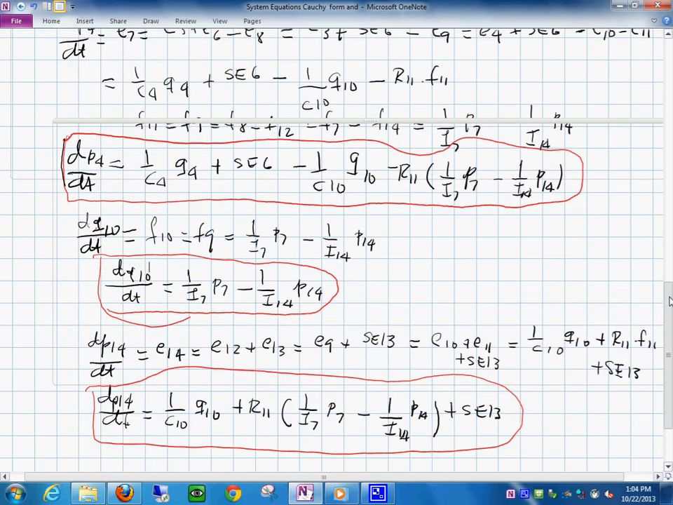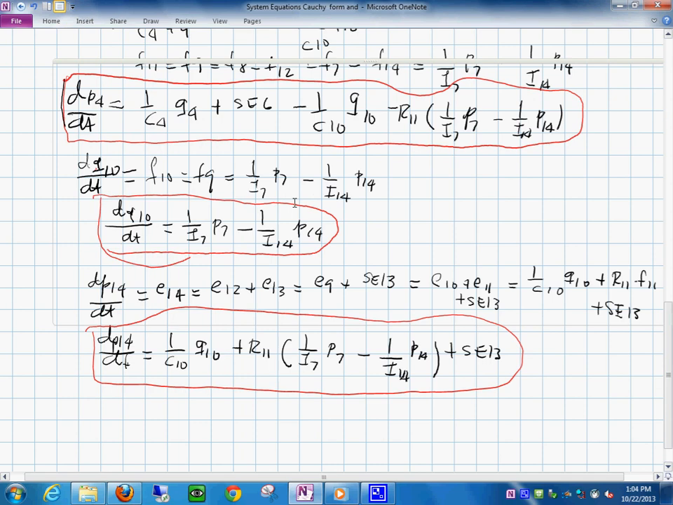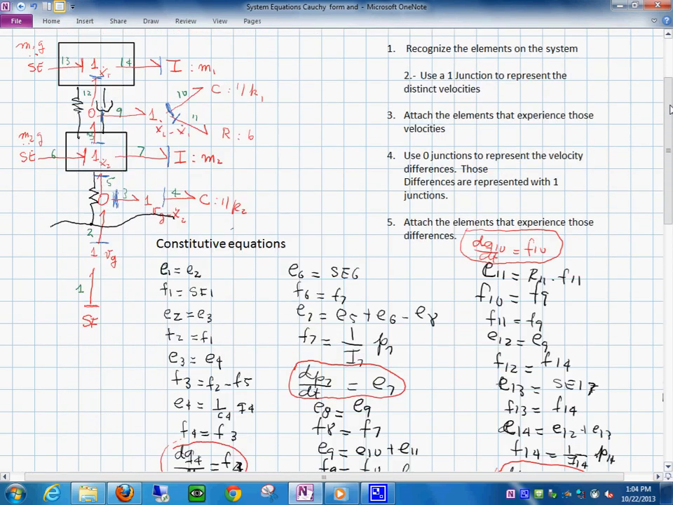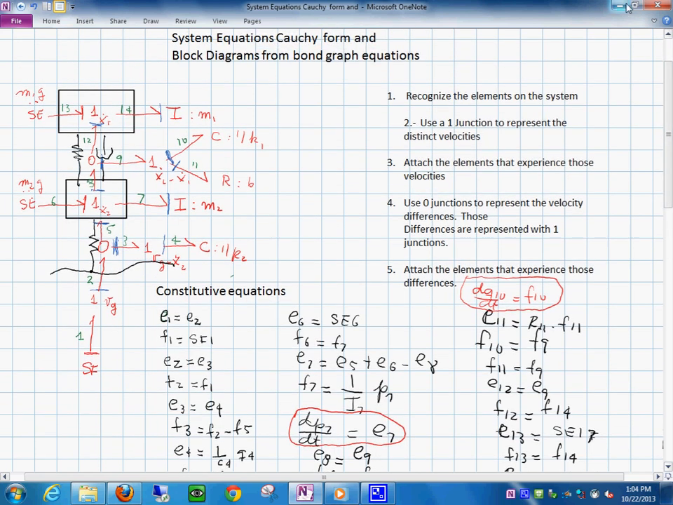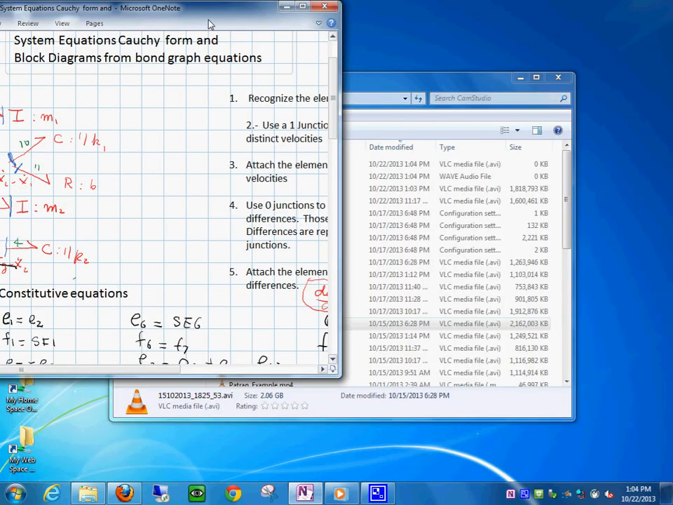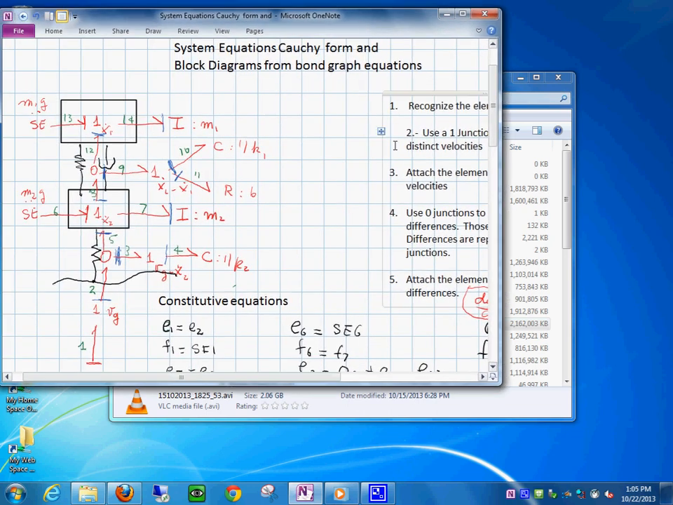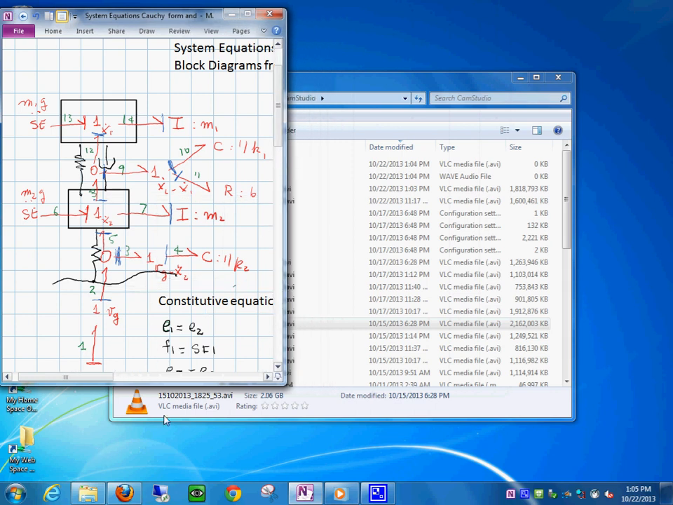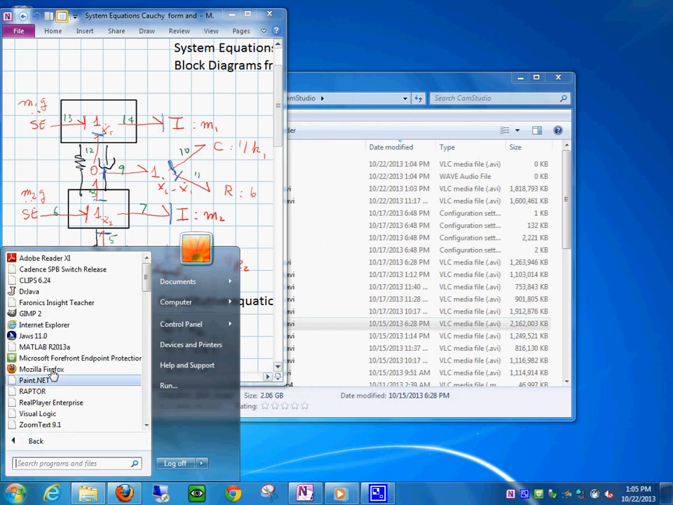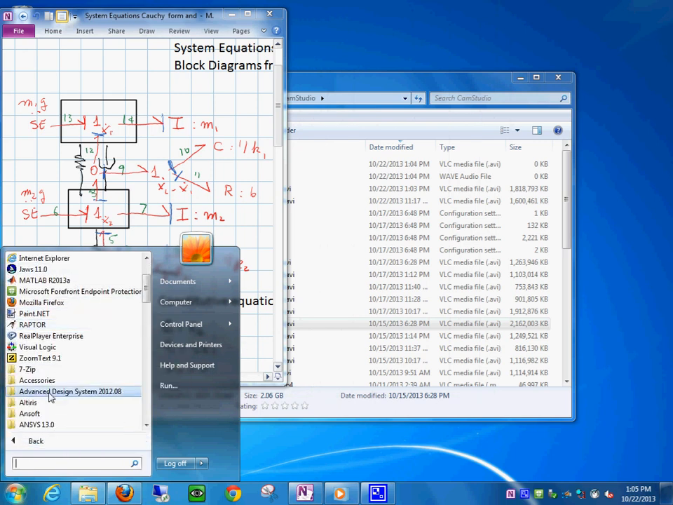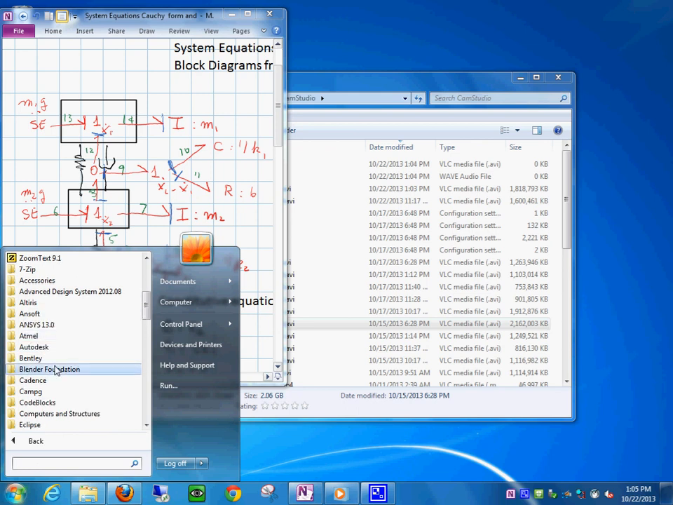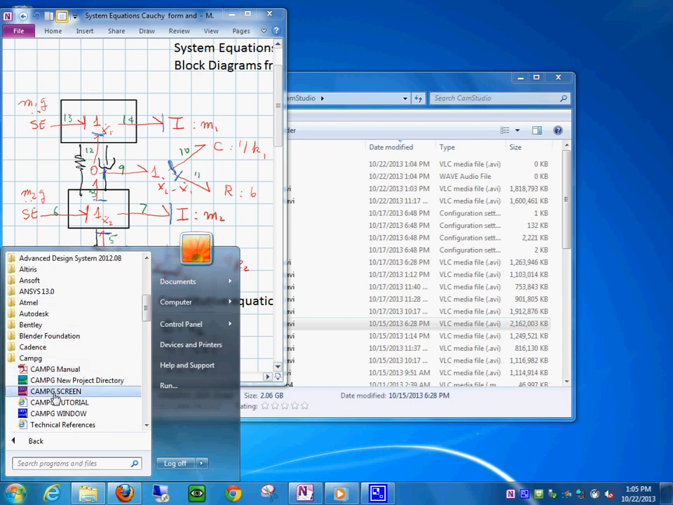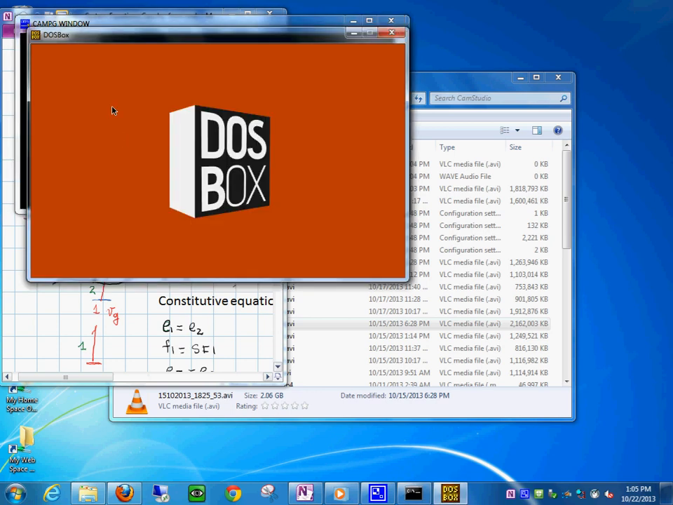So what I would like to do now is maybe minimize this window in here. I need to keep my bond graph model. I don't need any of these instructions. I just need the bond graph model. I am going to go to the CAMPG software right here, and then go to a window in here and create a new model.